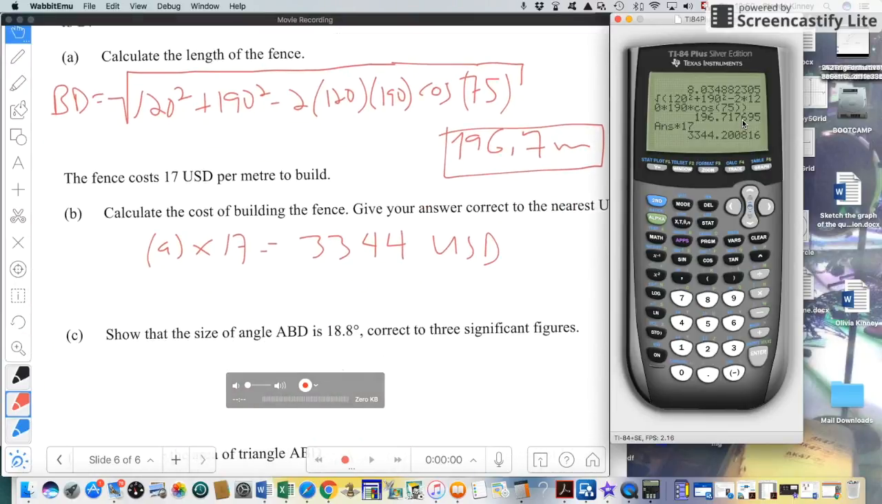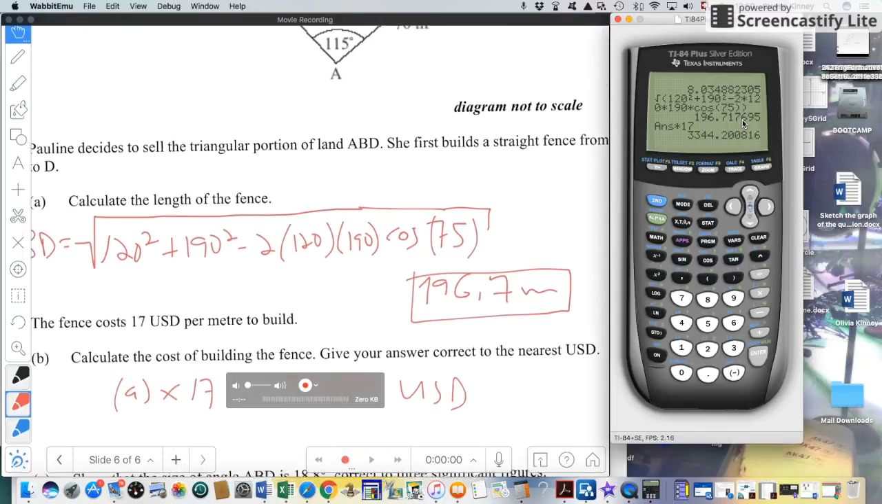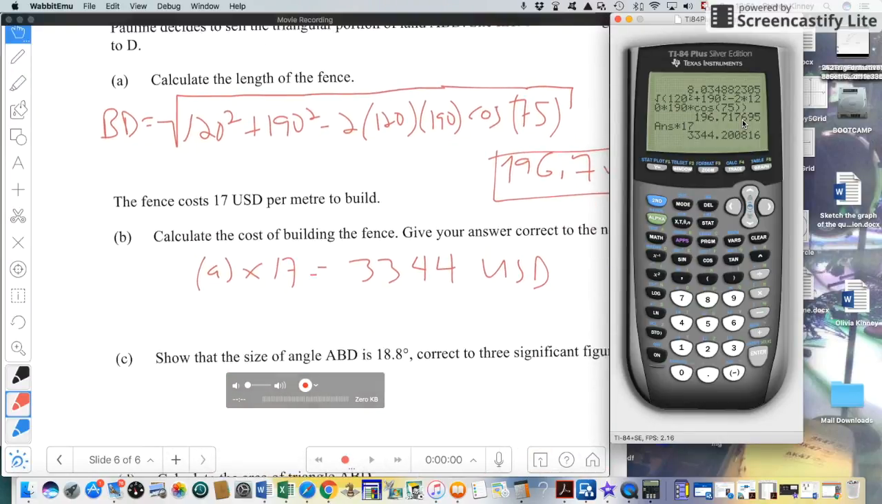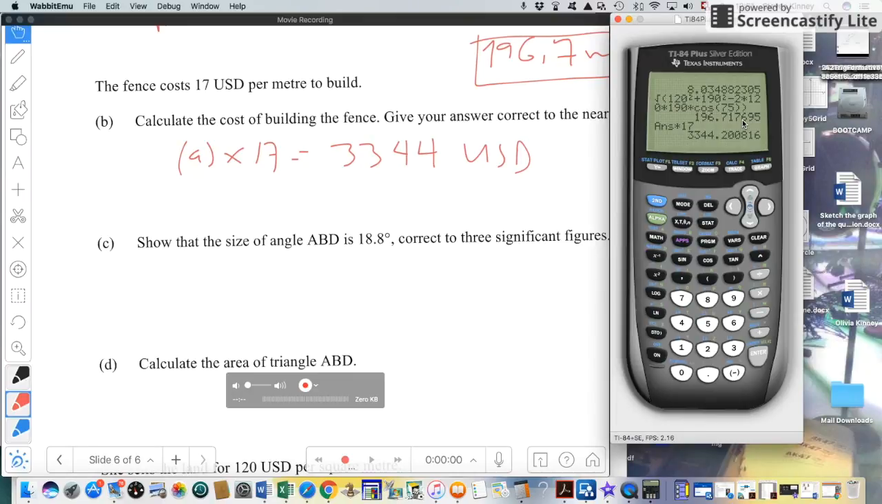All right, next question. Show the size of angle ABD is 18.8 degrees. So ABD, that's this angle here. Show that it's 18.8 degrees. Well, I know an opposite side here, and I just found this side here at 196.7. So I can use that data with the sine rule to find the size of the angle. So set up your equations. And again, I want to find ABD, which we think is 18.8.